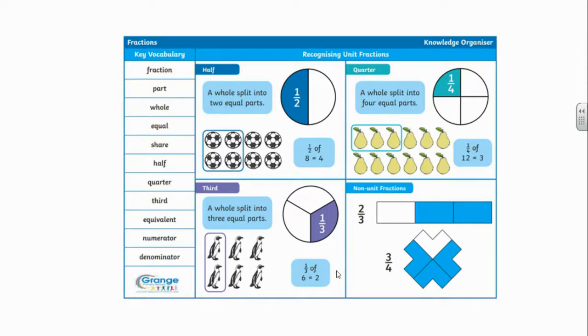What is a third? It's a whole split into 3 equal parts. Now you can see that the circle has been split into 3 equal parts and 1/3 of it's been shaded in. We've got 6 penguins here and 2 of them have been circled in. As we can say, 1/3 of 6 equals 2.